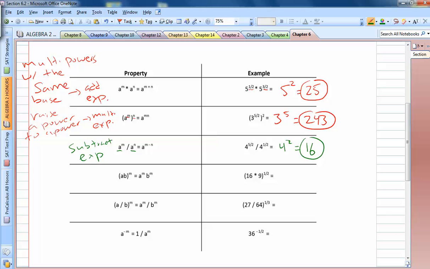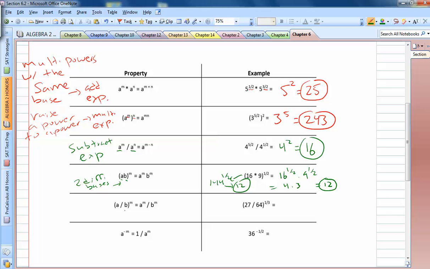In other instances, when you have two things being multiplied together, so you get two different bases, but if they're both being raised to the same power, you can distribute the power or the exponent to both of the bases. So in this case here, we can say 16 to the half times 9 to the half, which gets us 12. You also could have followed PEMDAS, and if you did 16 times 9, you have 144, and of course if you take the square root of that, you still get the same thing.